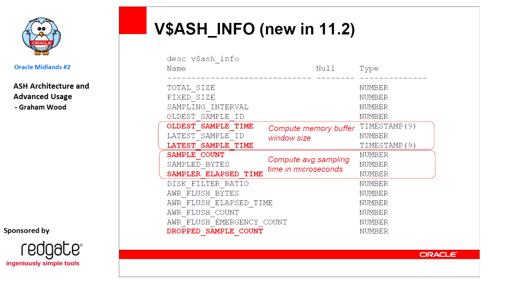Latest sample time is going to be very similar to sysdate. Why they bothered putting that one in, I have no idea. They'd stopped asking me about this stuff by that stage. But oldest sample time there tells you how much you've got in your ASH buffer.